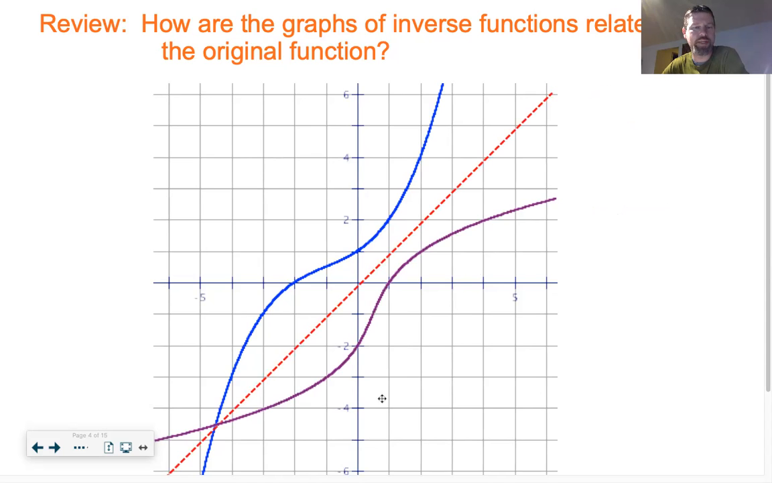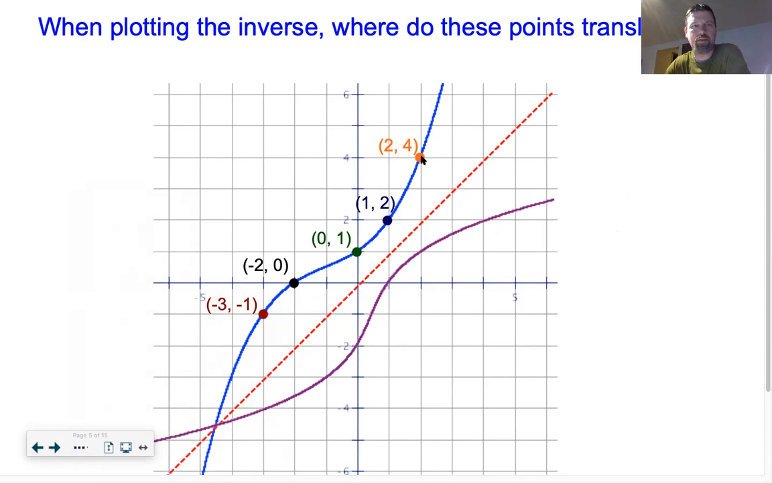You might recall from pre-calc that a function and its inverse are always reflections over the line y equals x. When plotting the inverse, where do these points translate to? This point here is the point (2, 4). When it is reflected over y equals x, it lands right here, which is the point (4, 2). That point there, (1, 2), ends up landing right here, which is the point (2, 1). This point (0, 1) lands right there at the point (1, 0).